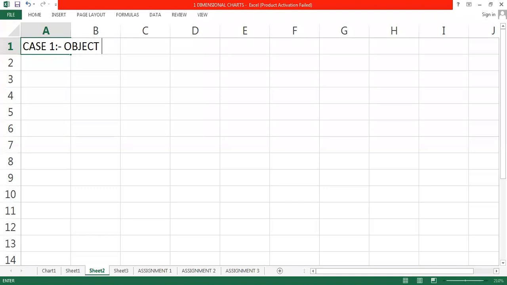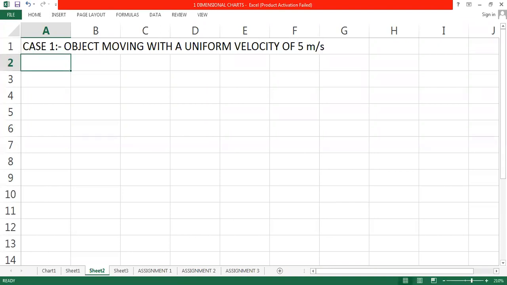Object moving with a uniform velocity of 5 meters per second. So this is our first case of discussion. What is that? That the object is moving with a uniform velocity of 5 meters per second. Please write down the case.